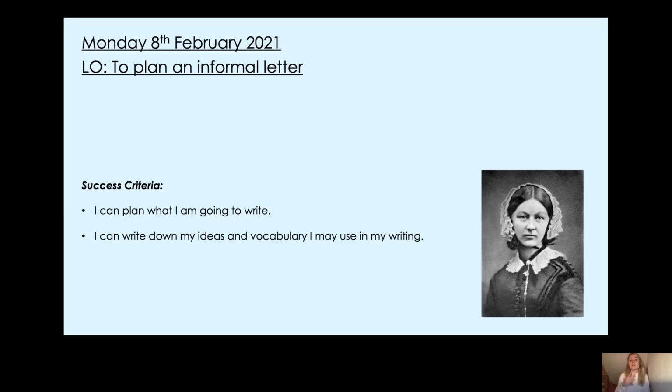Now, you have done all the hard work already because over the last few weeks you have written different adverbs of time, different exclamation sentences, different questions, for example, that you can include in your letter. But now you just need to pick your favourites and decide exactly where in your letter you want to include them. Now, before we start planning our letter, as I said, we've covered a lot over the last few weeks. So I want to see how much you can remember from what we have covered.